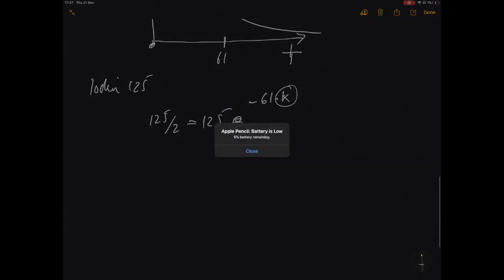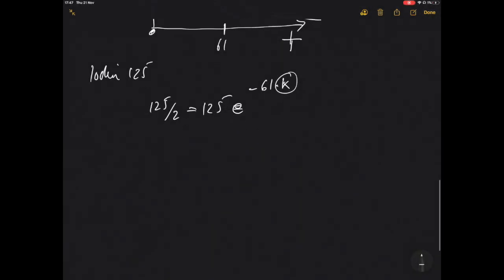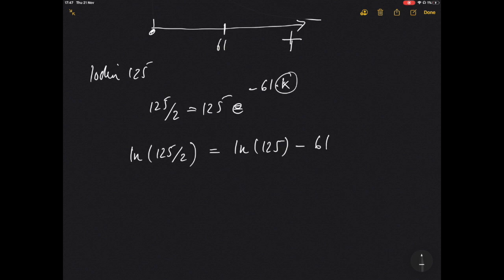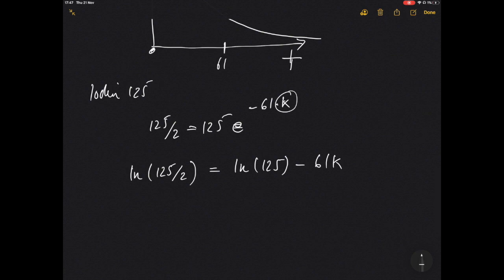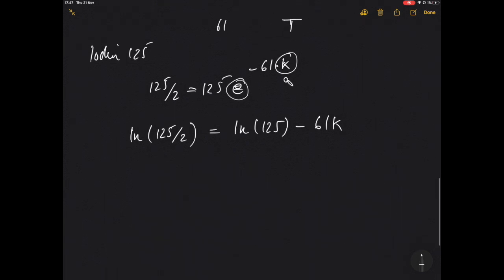So let's rearrange that and get that into our straight line, what we would hope. So we know if we multiply through by ln, we'll get our natural log. So that would be ln of 125 divided by 2, and that is equal to ln 125 minus 61k. It's just the law of logs. Remember that when we have an e value here, we can multiply through and we can bring this value down. Go back to the end of the lecture on logs if you've forgotten about these rules.